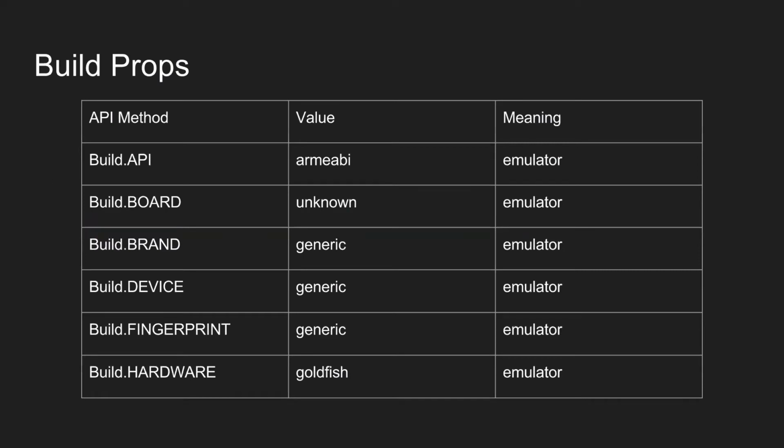So, static emulator checks via build props. We have a few things here. Typically your build.prop file, when you compile Android from source, gets filled with a bunch of different settings.